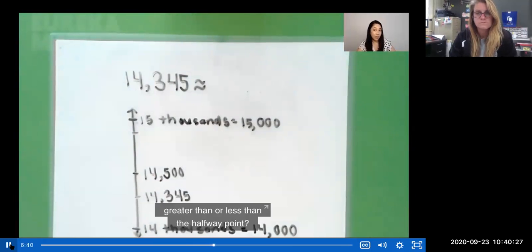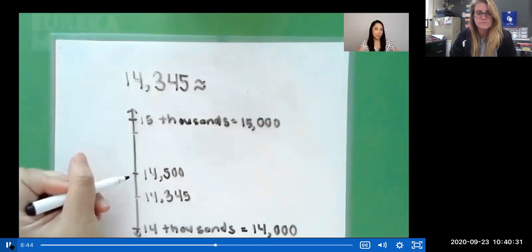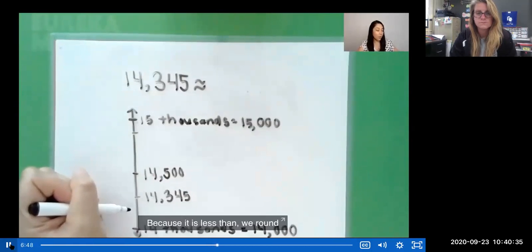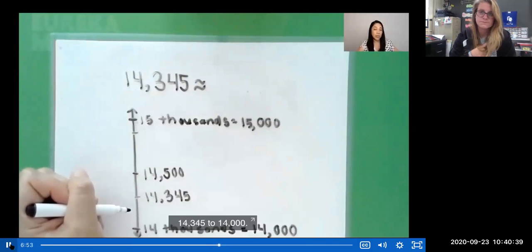Is 14,345 greater than or less than the halfway point? Because it is less than, we round 14,345 to 14,000.